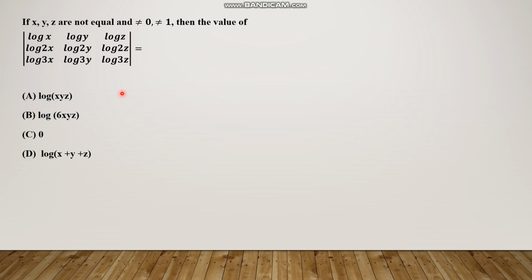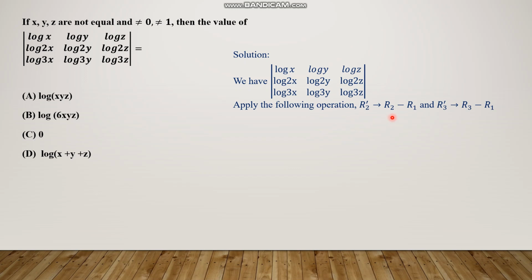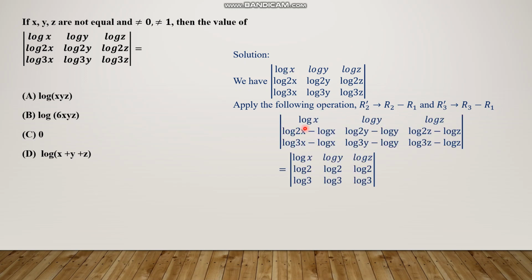Now we will apply some of the properties of determinants which uses the properties of logarithms, and we get the answer easily. So what we do is, we have this determinant and we apply the operation R2 changes to R2 minus R1 and R3 changes to R3 minus R1. So what happens? We get R1 as it is, we are not going to change it. But R2 minus R1 will give you log 2x minus log x, log 2y minus log y, log 2z minus log z.